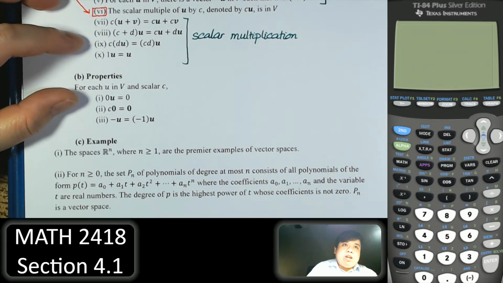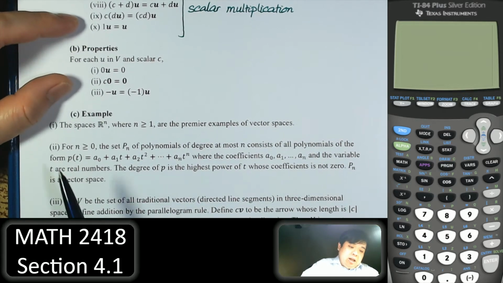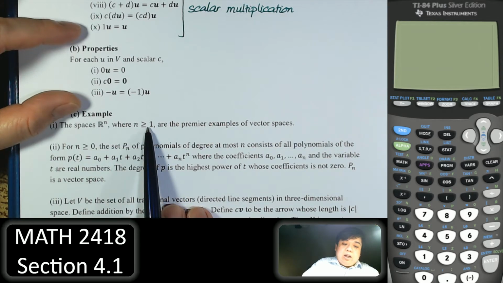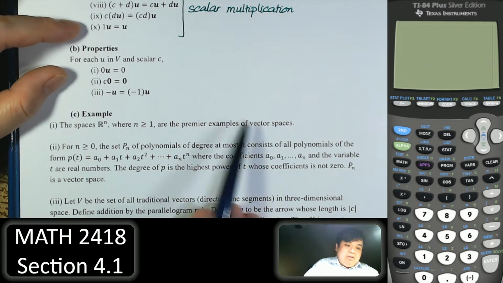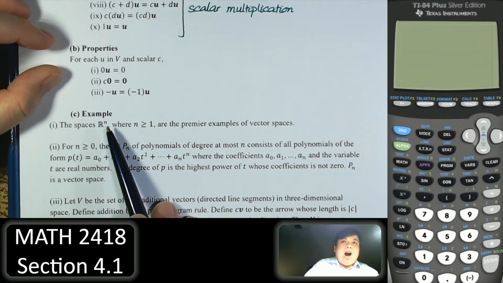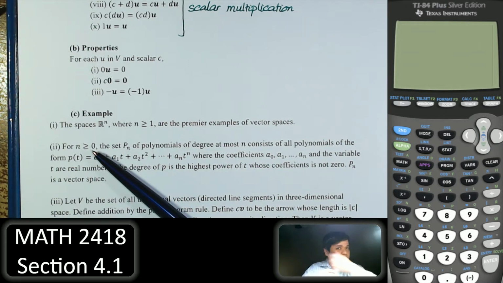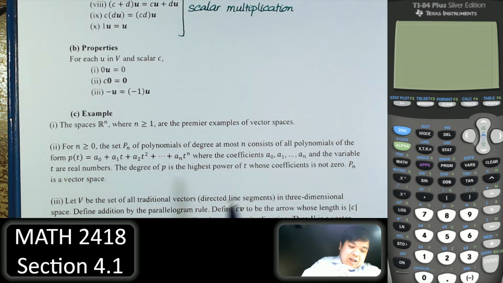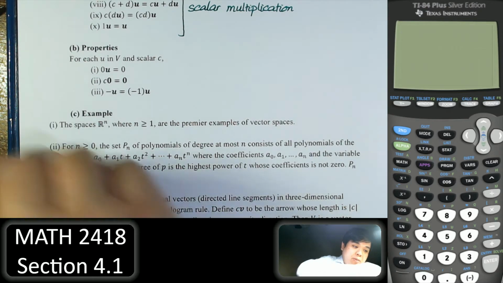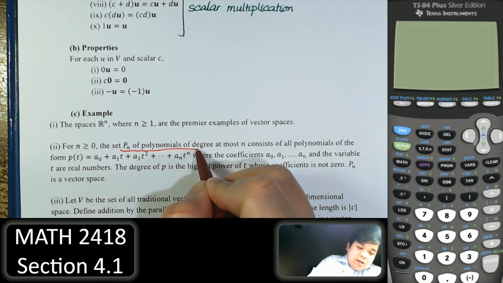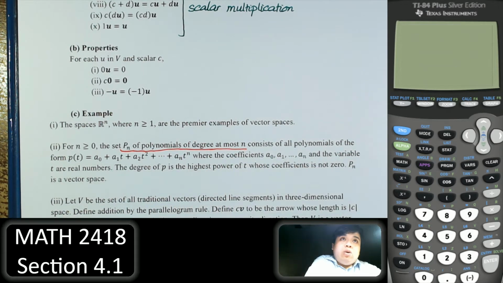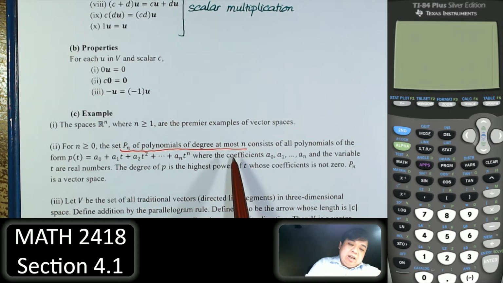Right, here's some examples of vector spaces. As you see, it's not just a vector. The space Rn where n is greater than or equal to 1 is an example of a vector space. Definitely they are vectors. Even when we say Rn, it's not necessarily vectors. It could be points or vectors, something that has n components. Right, so that is an example of a vector space. P sub n, the polynomials of degree at most n, is also a vector space.